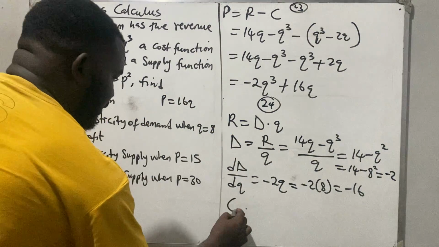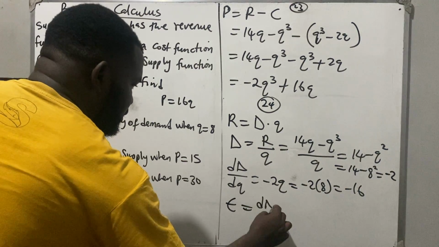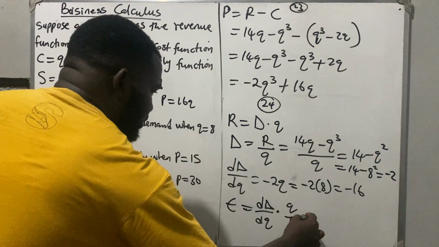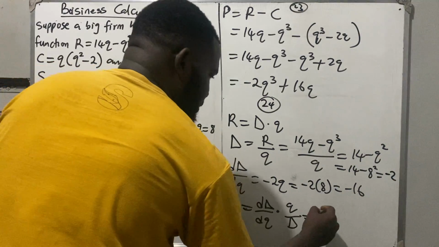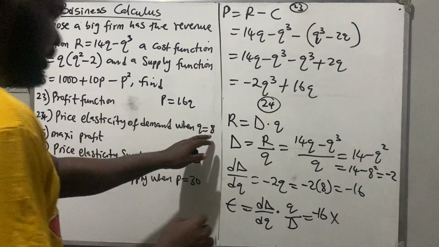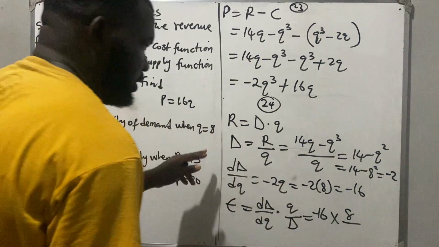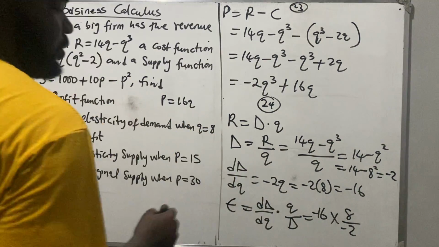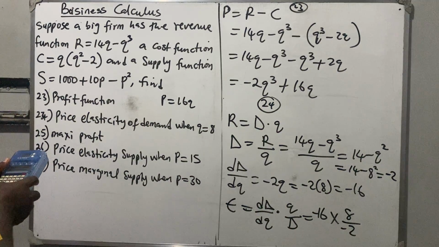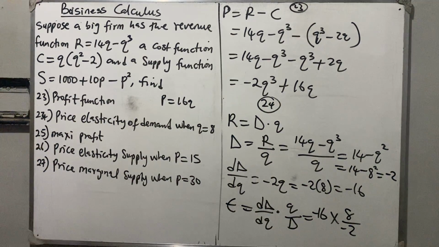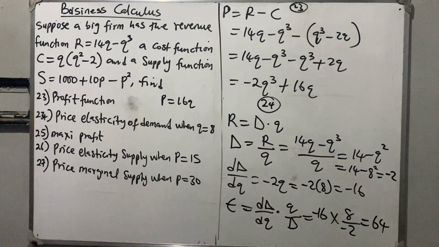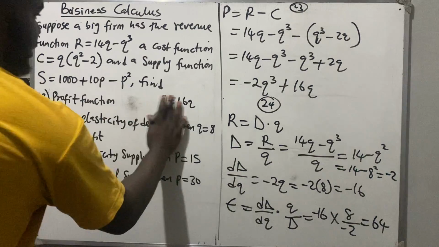So we know that our elasticity is equal to dD over dQ multiplied by Q up, then D down. This one gave us minus 16 multiplied by Q. Our Q is 8. Then our D is minus 2. Take care of the minus. We have 16 times 8 divided by 2, so I have 64.